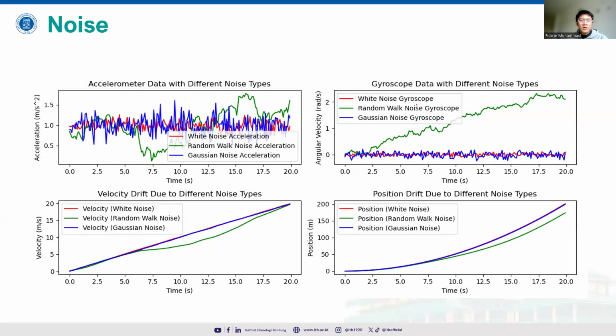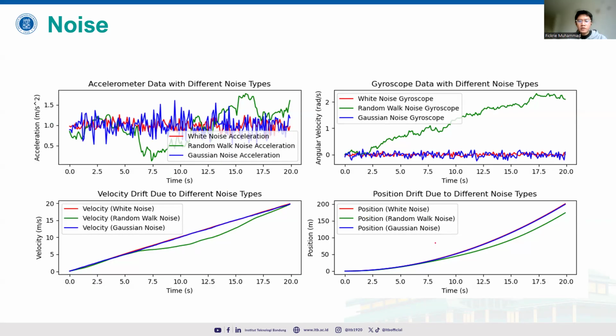So for example, these are different plots with different noise types. The red one is the white noise accelerations, the green line is the random walk noise accelerations, and another noise, for example, Gaussian noise accelerations. So we have the acceleration plot, angular velocity, and position. In position, we can see clearly what the noise is doing to our measurement.